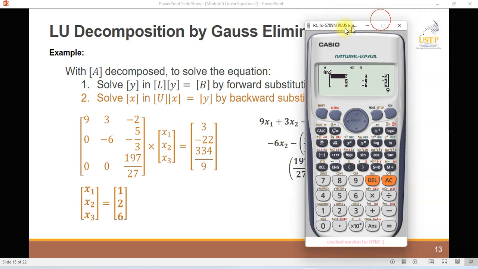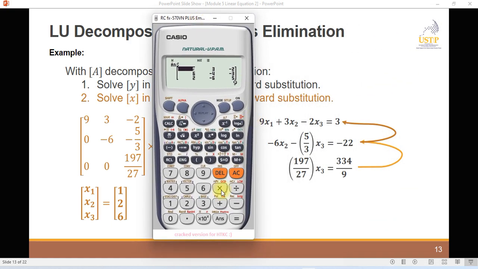So let's have an example on how to solve for that. So you will just use comp. Okay, so for the first equation we have 197 over 27 equal to 334 over 9. So this is just alpha x. So we will just shift solve, we will solve for x. Then that is 5.086.